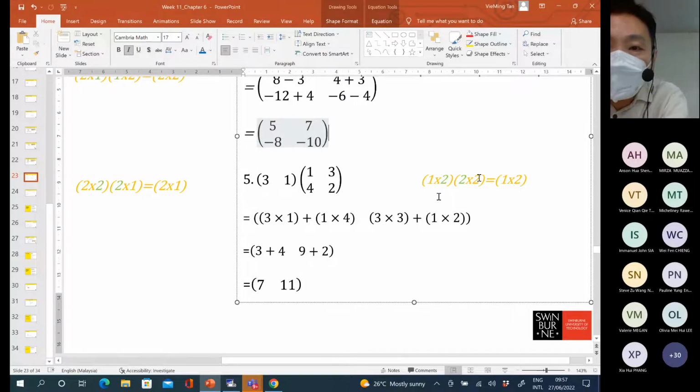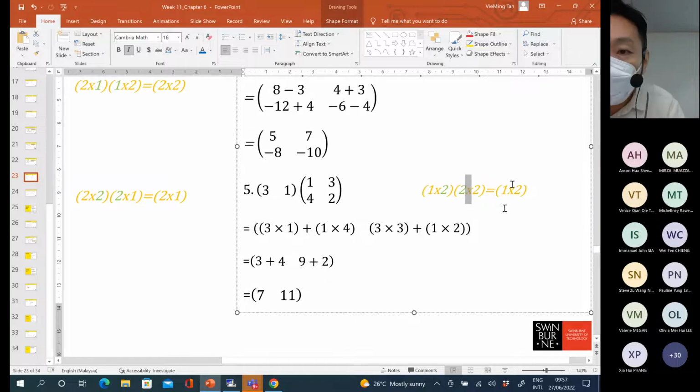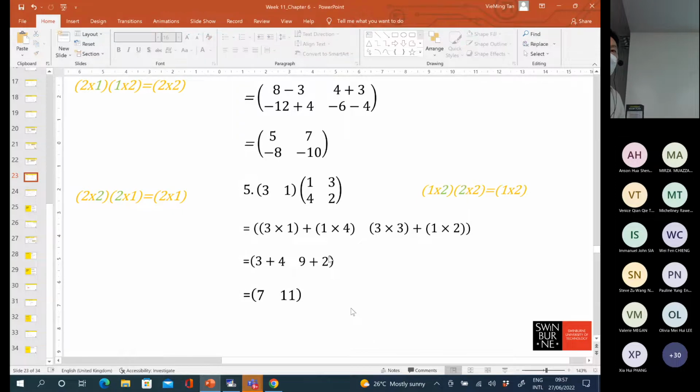And then we first check whether the number of columns in matrix A is equal to the number of rows in matrix B or not. Same, that means we can multiply these two matrices together. And then what is the result? The result is a 1 multiply 2 matrix. That means the end result will have only 1 row and 2 columns. So let's check how to get this.